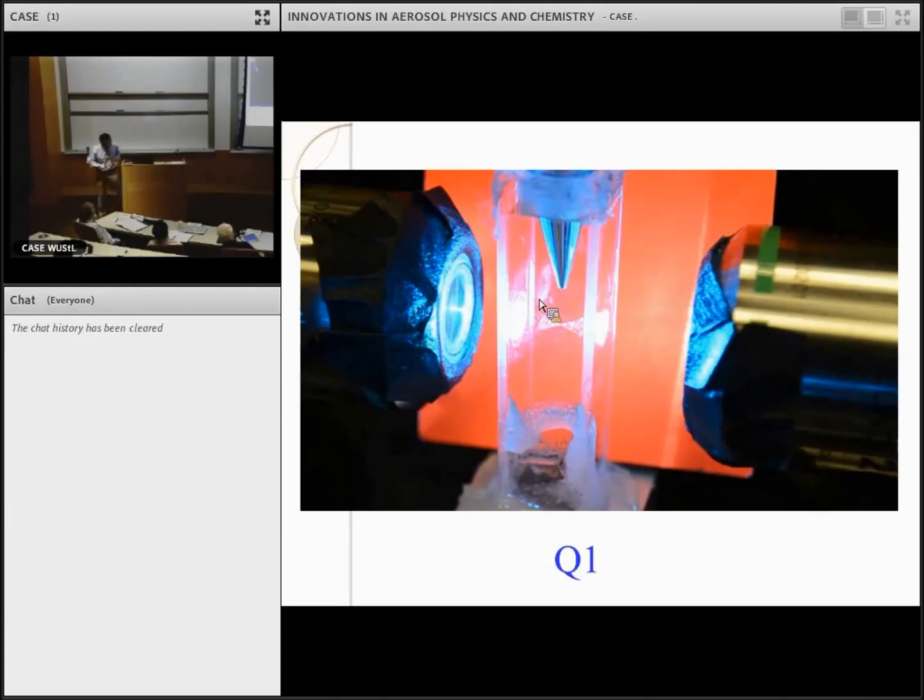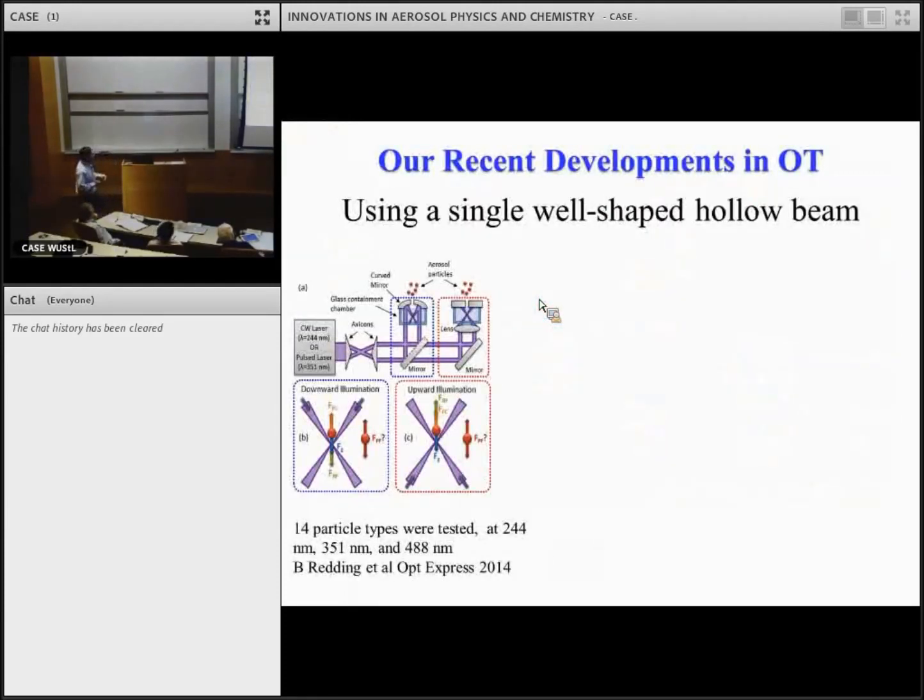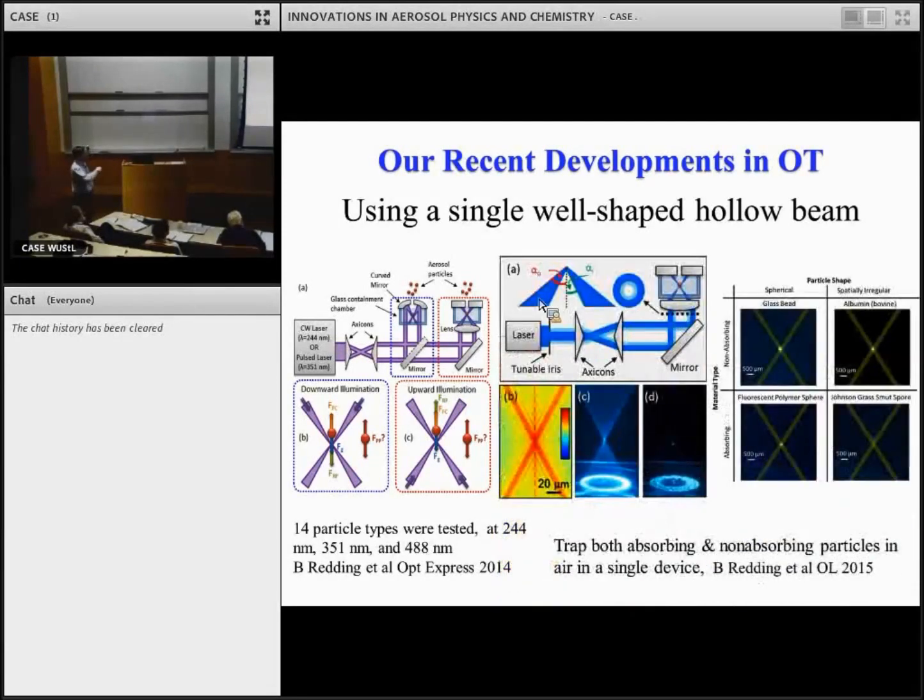Sorry about this. Okay, now we change from a sophisticated two-beam configuration to one well-formed hollow beam, and this new device can trap more than 14 different types of airborne and bioaerosol particles, as shown in the previous talk. This is at different wavelengths from deep UV to near the visible. And the further modification of this device, as I mentioned in the previous talk, in a single optical trapping device can, for the first time, trap both absorbing and non-absorbing particles. This was published very recently.